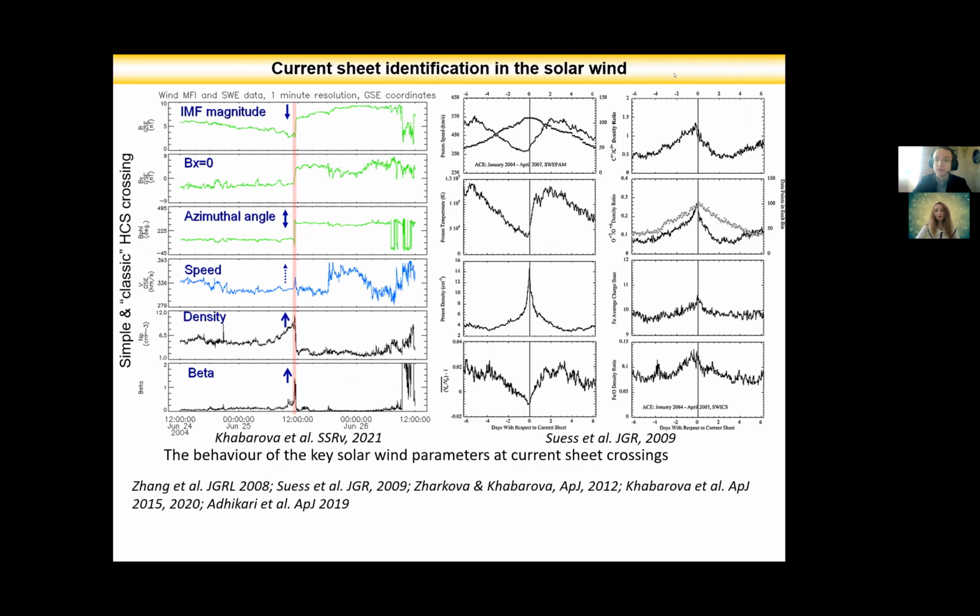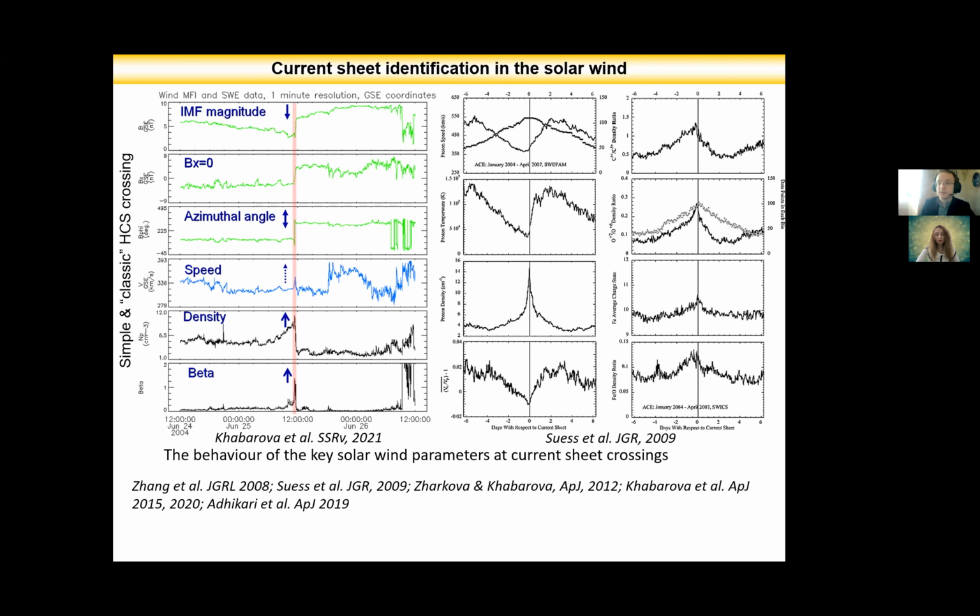First, I'm going to talk a little about what our method is based on. Our method is a formalization of the long-time observer experience in detecting current sheets. We use the changes in plasma characteristics as well as in the interplanetary magnetic field to detect current sheets.